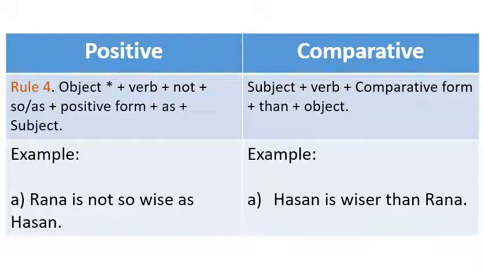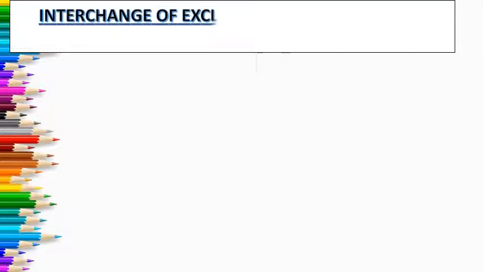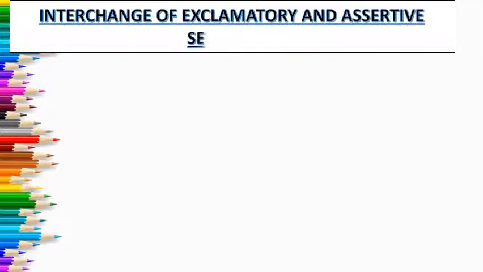So when you will convert it into comparative degree, the structure will be subject plus verb plus comparative form plus then plus object. So the sentence will be Hassan is wiser than Rana. So according to these rules, you have to transform the sentences of degrees of comparison, means you have to interchange the degrees of comparison as per the rules or structures. So now let us see how to interchange exclamatory sentences into assertive sentences.